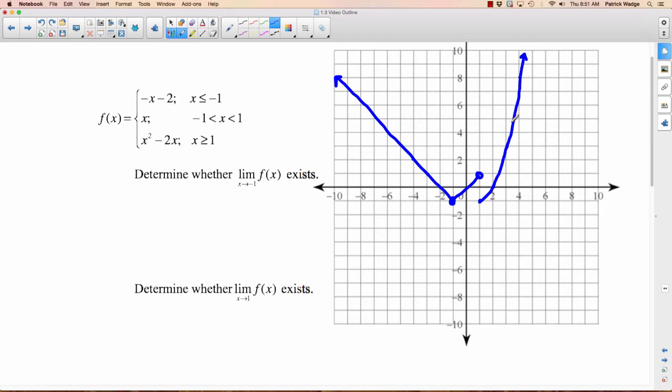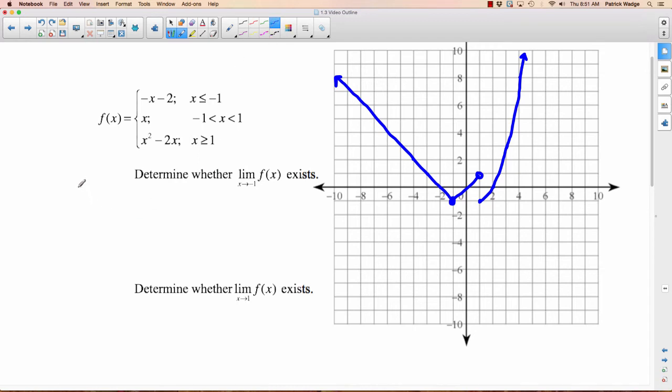Okay, now that we've got it all graphed, we can figure out our one-sided limits and whether this limit here exists. So it says determine whether the limit of f of x as x approaches negative 1 exists. So in order to do that, first of all, if you have the drawing, you can just look at it and tell whether it exists or not. I'll explain why in a second. But what we're going to do for now, pretend you didn't draw this, because who wants to graph this all the time? You could figure this out by looking at the left-hand limit and looking at the right-hand limit.